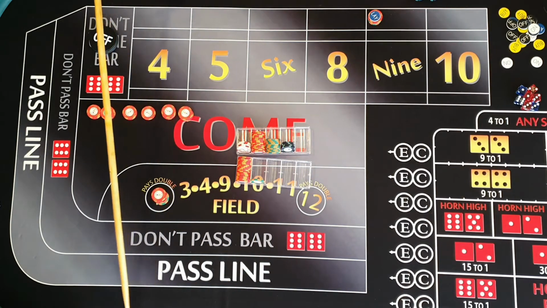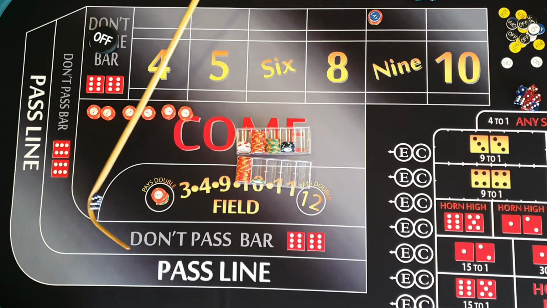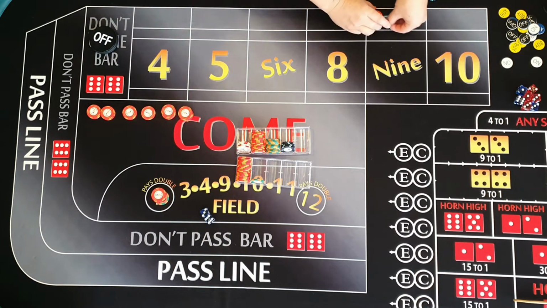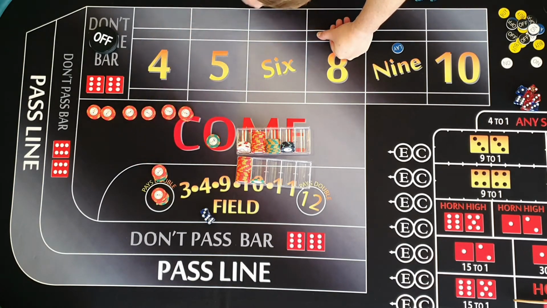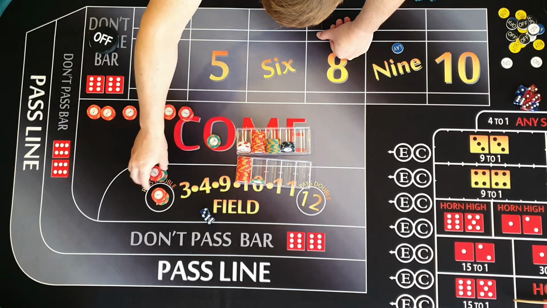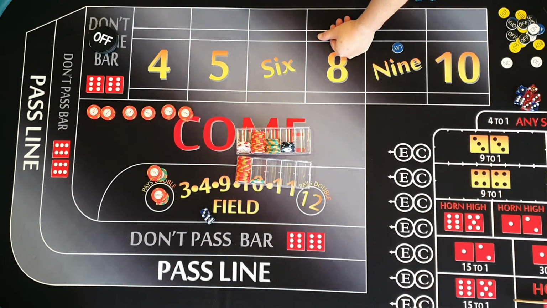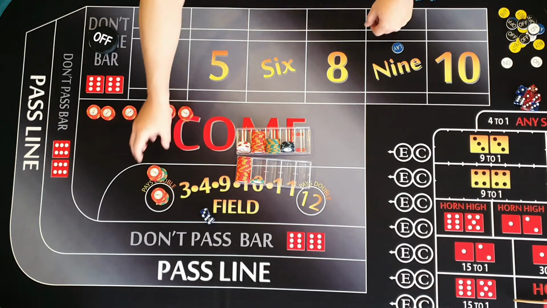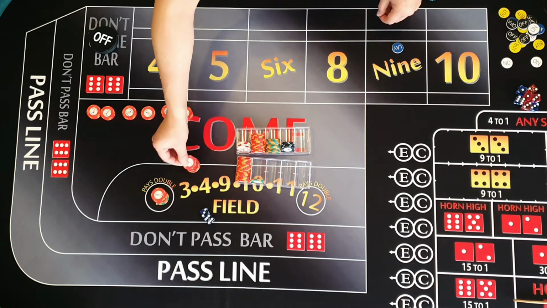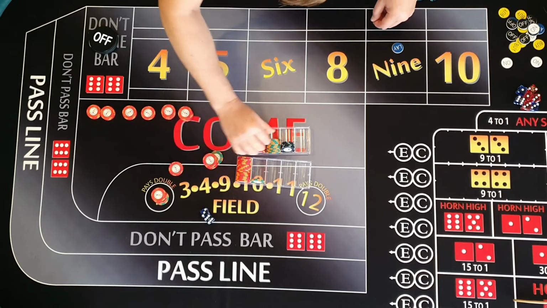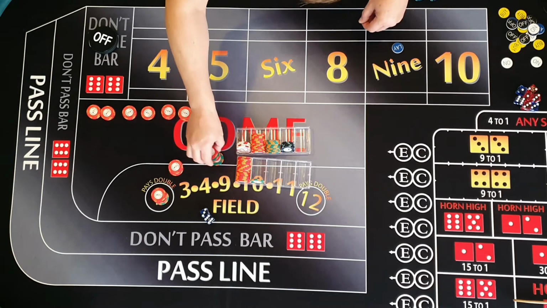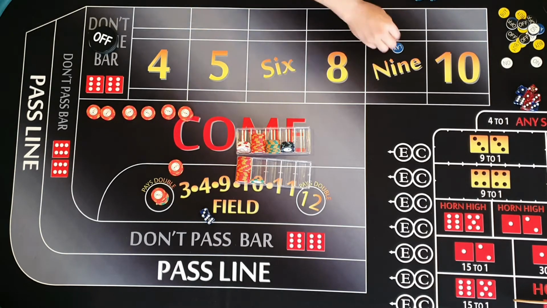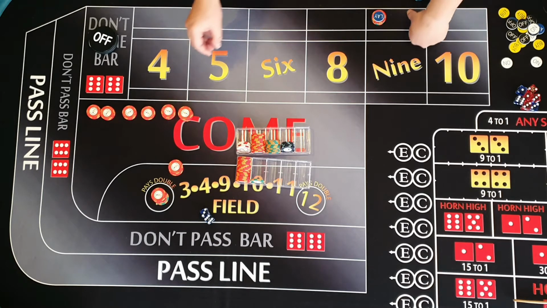Now we got a 9. So that's the worst that can happen. So we hit our lay. So we get paid. So we'll take that down. We do get paid. But as you can see, we're down $20. So put that back up again. Sorry, put it back up again. So get this right. Put our lay back up to 60.